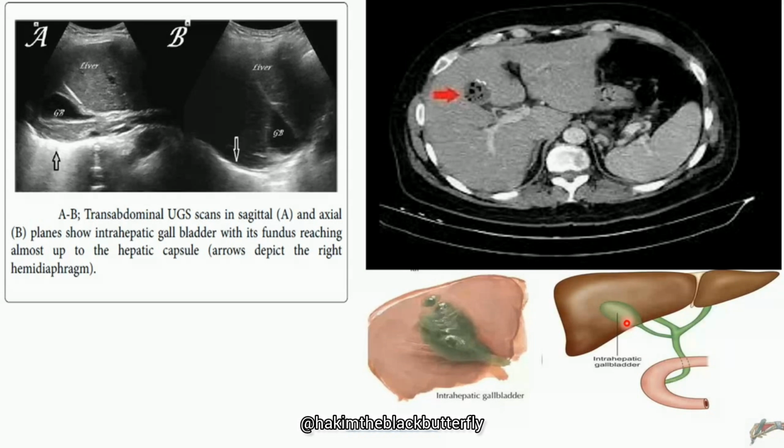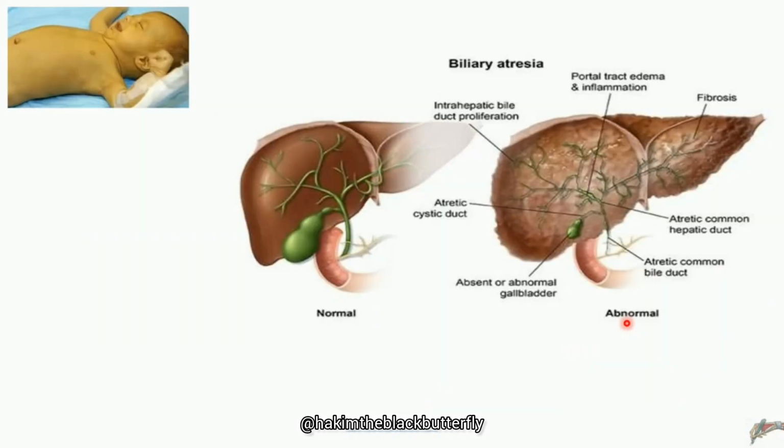It's possible for the bile ducts not to form. If the bile ducts are not fully formed, we call that biliary atresia. It can be affecting only the intrahepatics, only the extrahepatics, or it can be both. Okay, that condition is called biliary atresia.